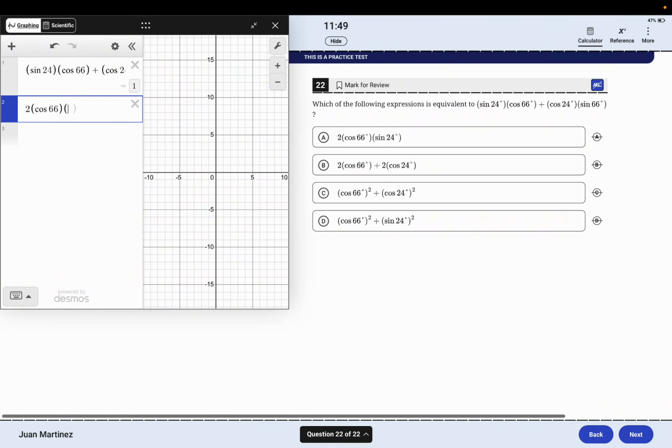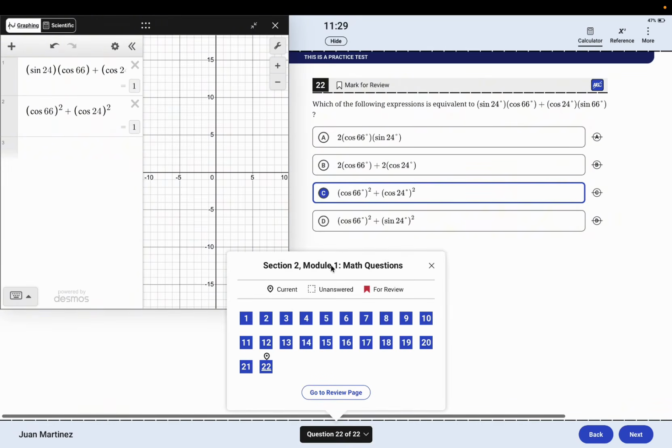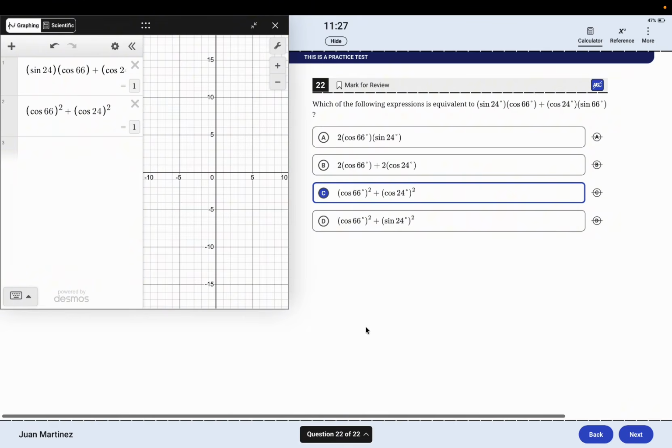Okay, so it's not that one. Try B. Okay, so it's not that one either. Nope. Cosine 66 squared plus cosine 24 squared, and that is 1 as well. And so that means we are done with this first section.